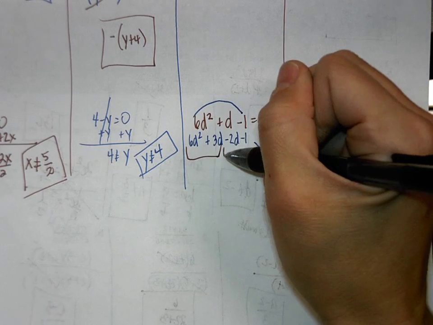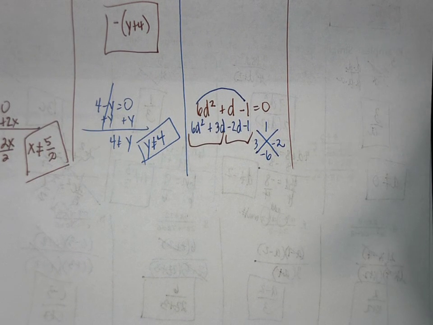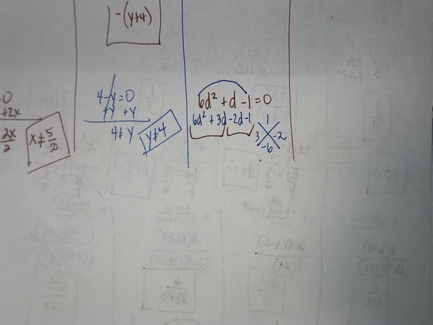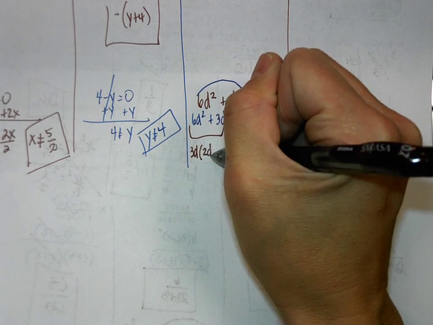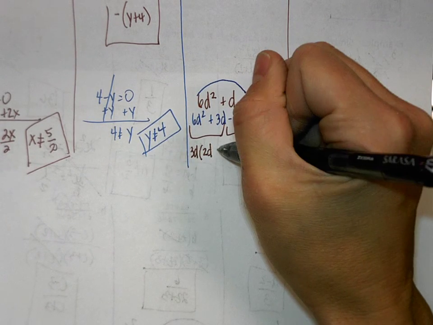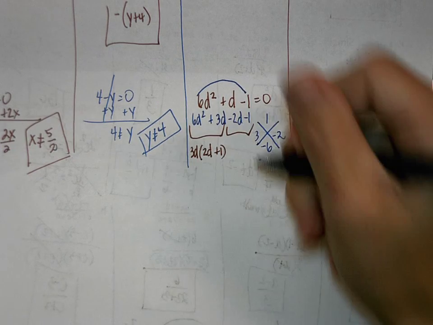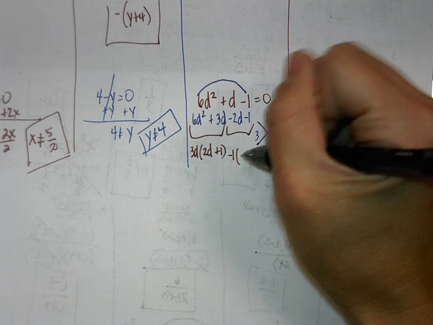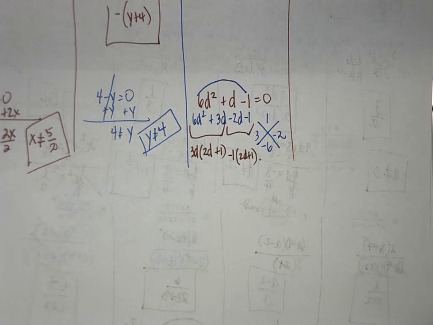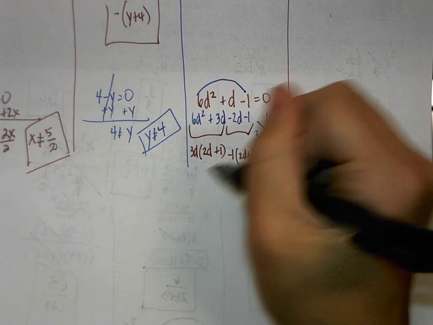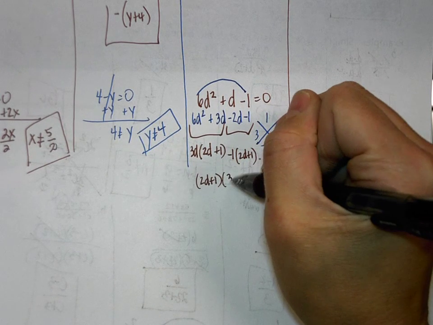So we have our grouping. And so what can I take out of my first group? 3d. Good. 3d, and I'm left with, good. In my second group, what will I take out? Negative 1. Good. A negative 1, and I'm left with 2d plus 1. And so that ends up factoring to be what? 2d plus 1, 3d minus 1. Good.